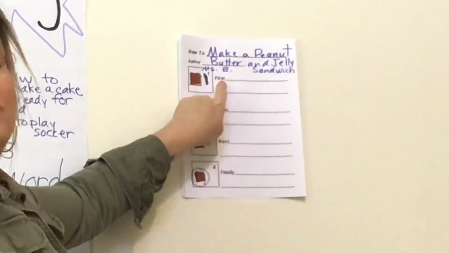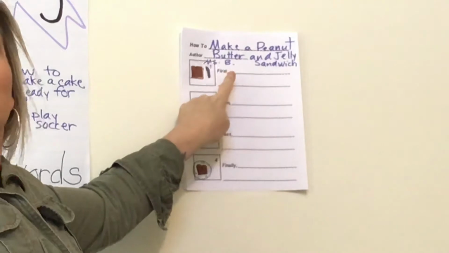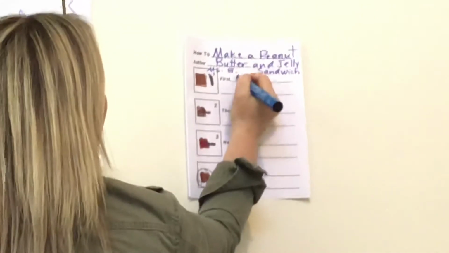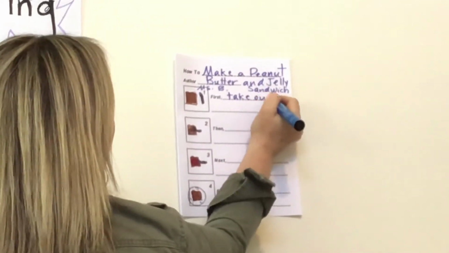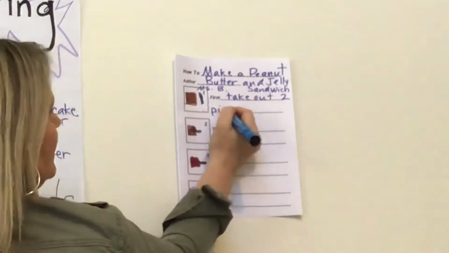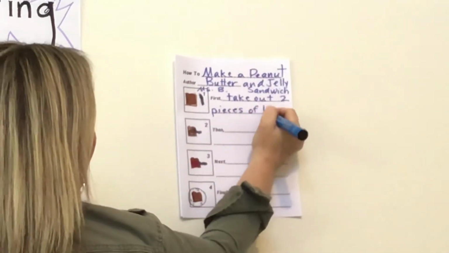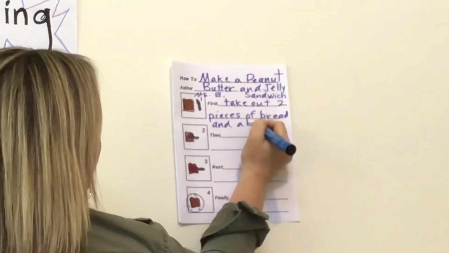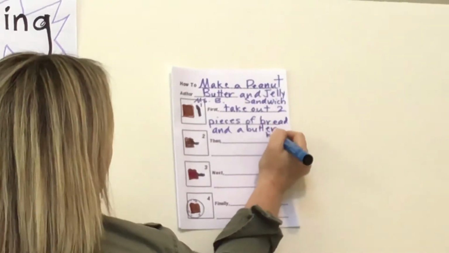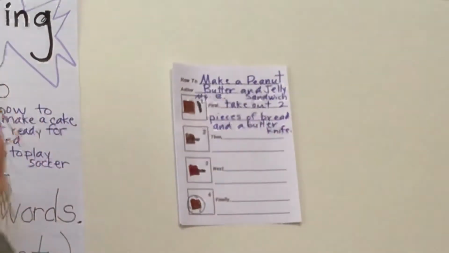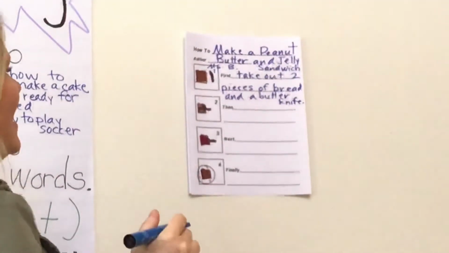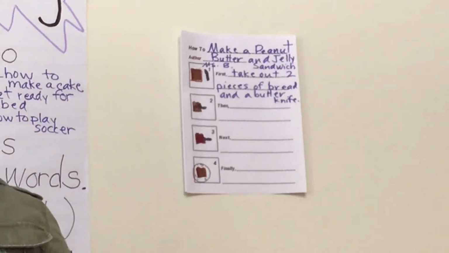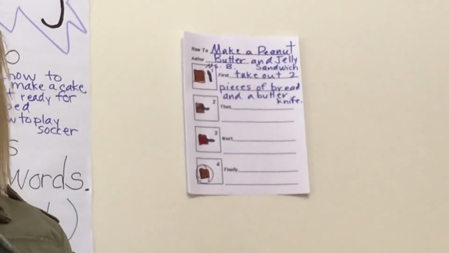Where my first transition word says first. Zoom in. And I'm going to write first, take out 2 pieces of bread and a butter knife. You don't want to take out a really sharp knife because that would cut you, so be very careful. Then, after I take out my 2 pieces of bread, then we all know we have to add peanut butter to one side of the bread.